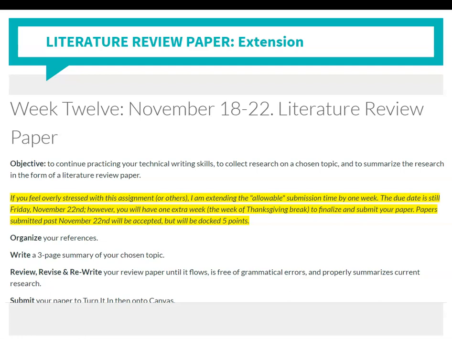So if you're feeling overly stressed, your due date is still this Friday. However, you have 1 extra week, which is the week of Thanksgiving break. I'm not making you submit an assignment on the day after Thanksgiving, but I'm allowing you to give yourself a handful of extra days if you feel the need to finalize and submit your paper to make sure that it's something that you are happy with. So papers submitted past the November 22nd date will be accepted, but they will be docked 5 points from whatever your score is.